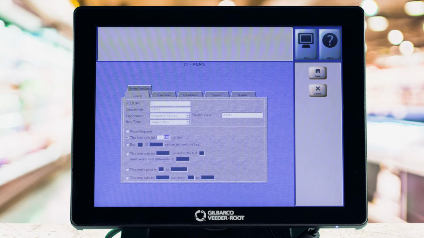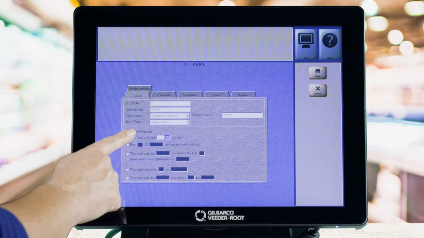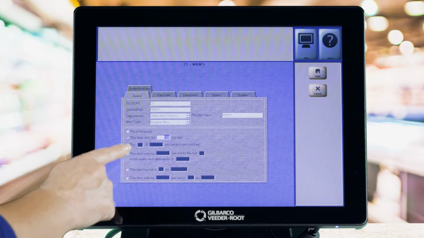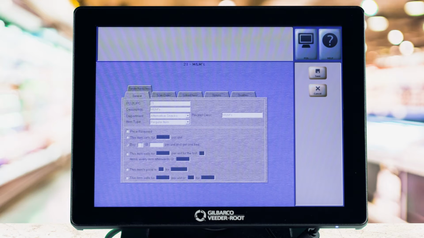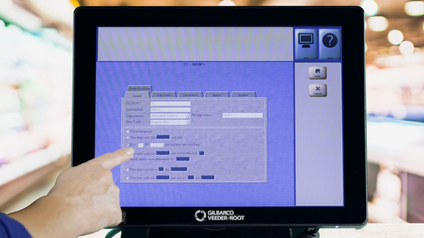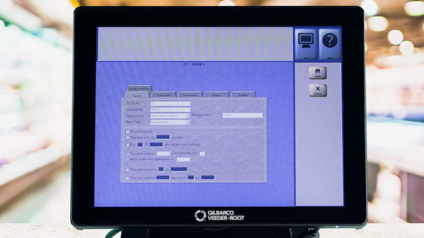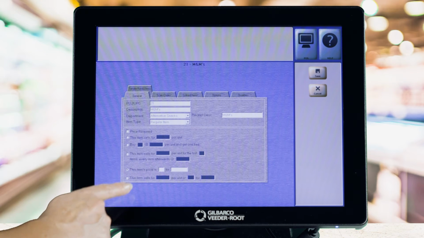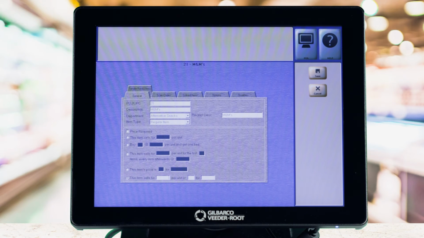Find the General tab and select one of the following options. Buy a quantity of an item at a certain price per unit. Buy a quantity of an item at a certain price and get one free. Sell the item for a given price per unit for the first quantity of that item, then another price for each of that item sold afterwards. Set the item's price to quantity for an amount, or sell the item for price per unit or quantity for a price.